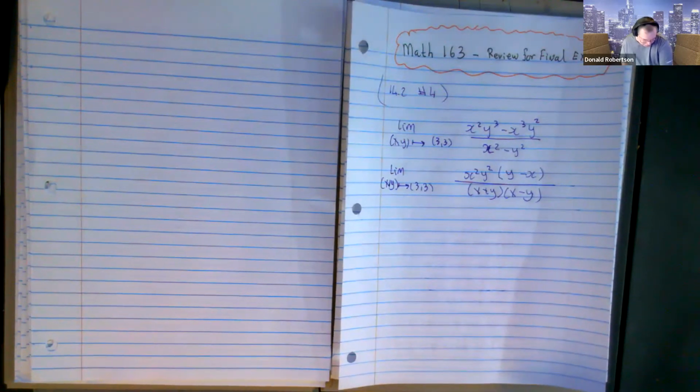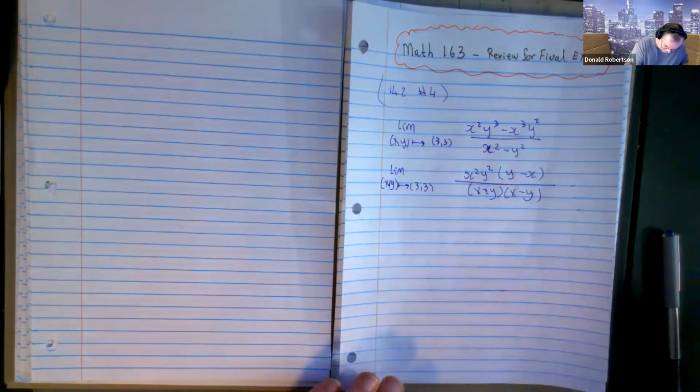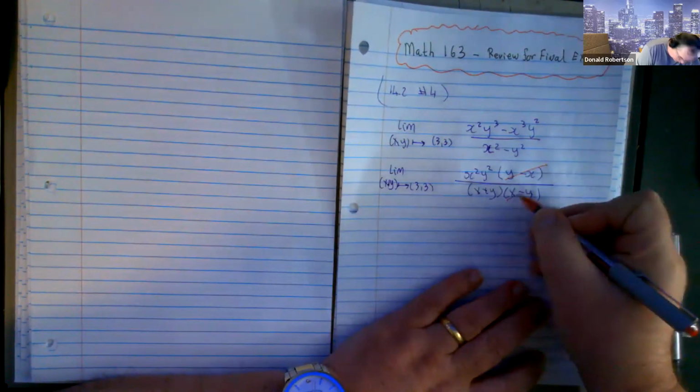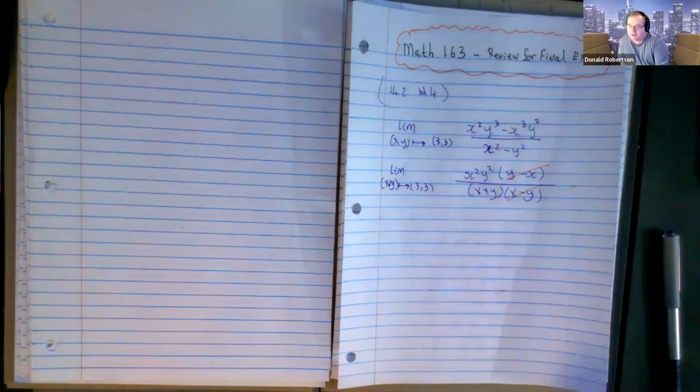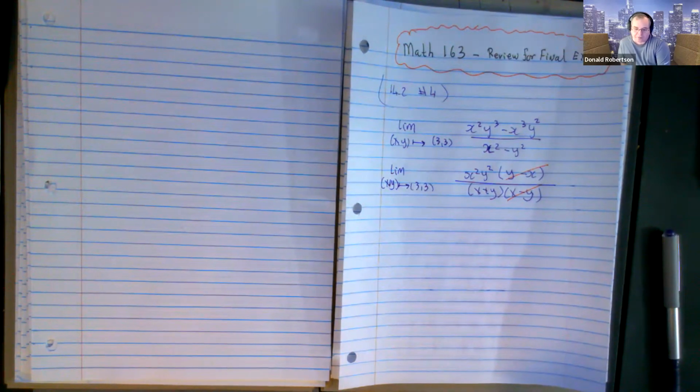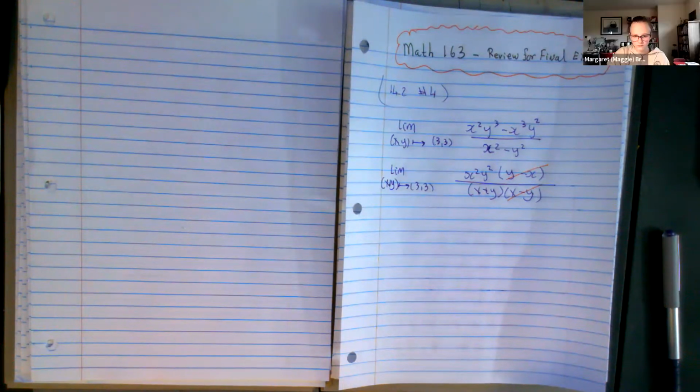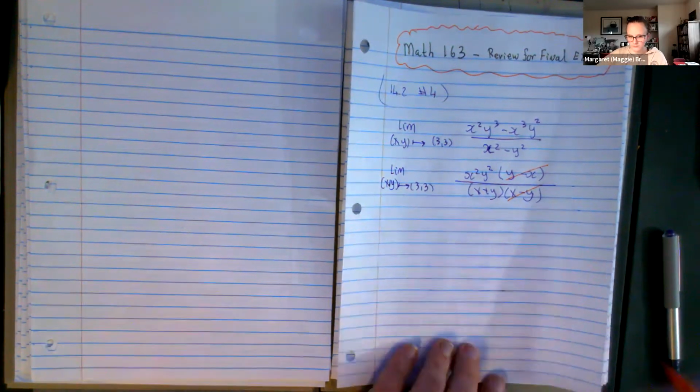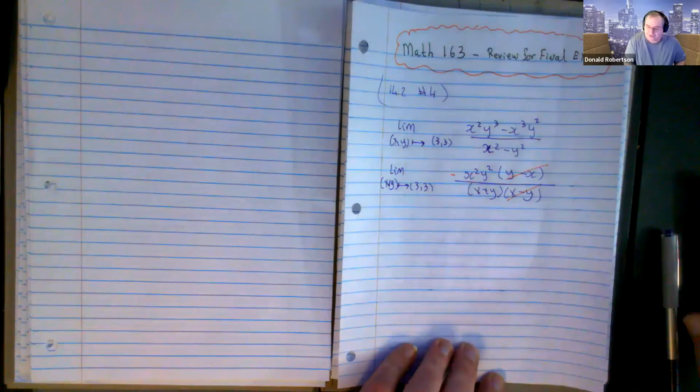Now, you are allowed to cancel (y minus x) with (x minus y). That is allowed. But what is left behind is not just one. What is left behind? -1. So basically it just makes your answer negative.